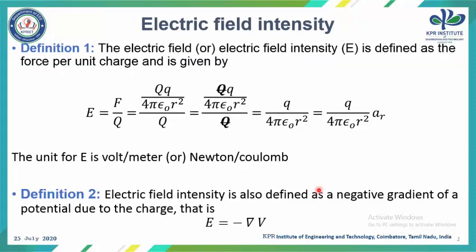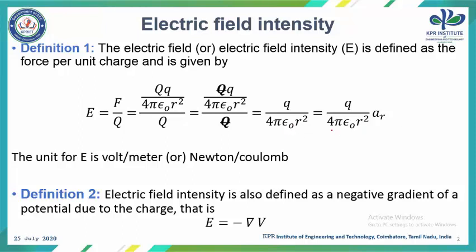Now come to the definitions. We have two definitions. Definition 1: the electric field or electric field intensity capital E is defined as the force per unit charge and is given by E is equal to F by Q. We know the value of F, just substitute it and simplify. You get E equal to Q divided by 4 pi epsilon naught into epsilon r into r squared. Here epsilon r is 1 because we are dealing in free space.